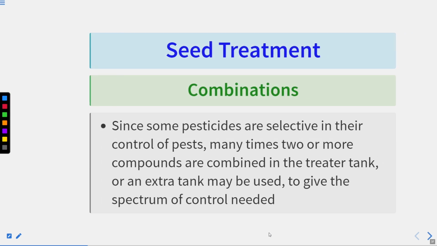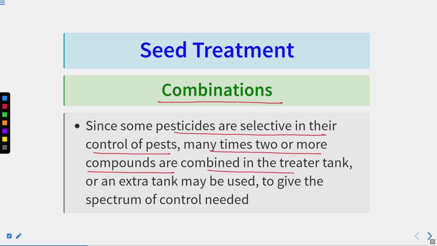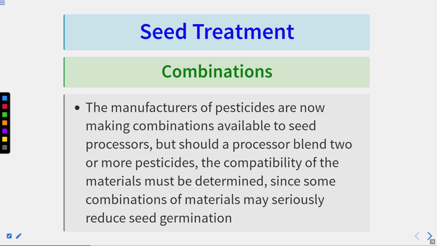Now we are having some combinations. Since some pesticides are selective in their control of pests, many times two or more compounds are combined in the treater tank or an extra tank, and that may be used to give the spectrum of control needed. Manufacturers of pesticides are now making combinations available to seed processors, but should a processor blend two or more pesticides, so now we are using two or more pesticides together.